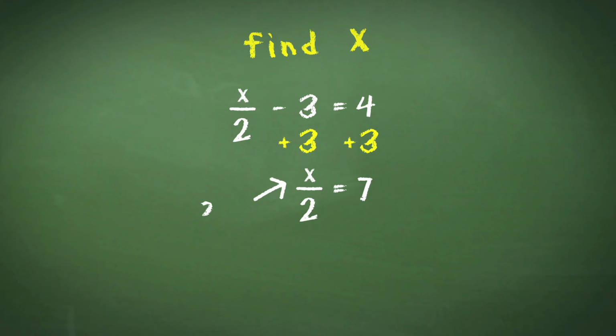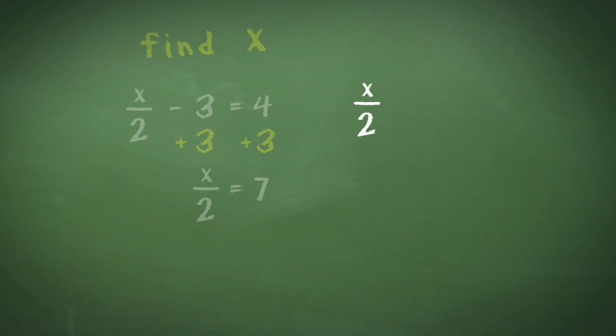And now, how do we deal with the x over 2? Well, any fraction is its own miniature division sum, so x over 2 is the same as x divided by 2. So to get rid of our fraction, we must multiply by 2.